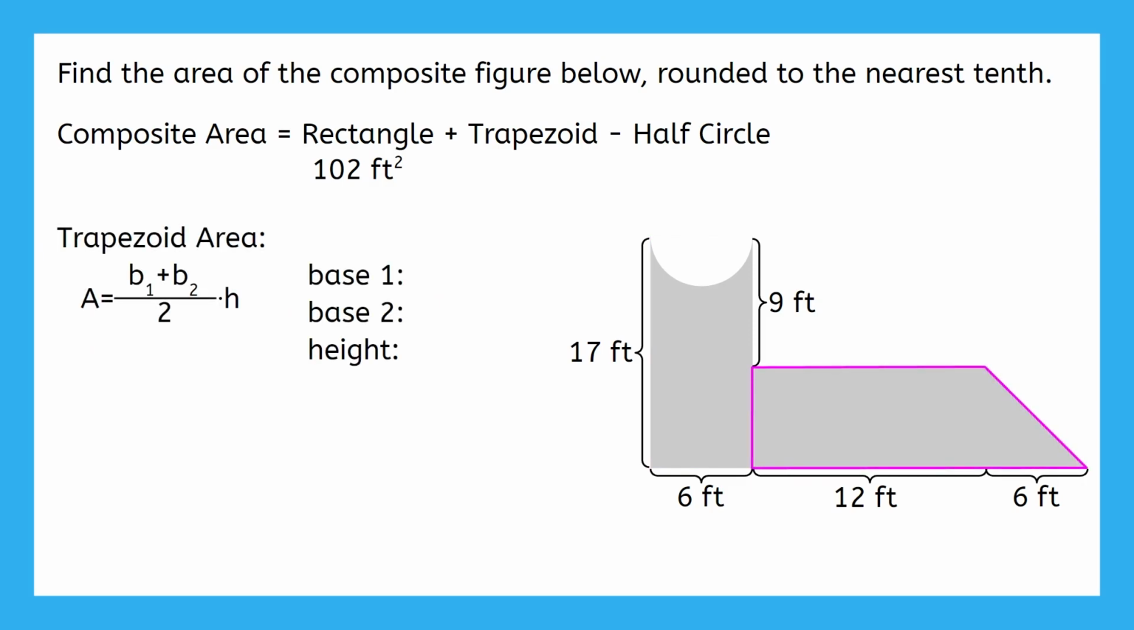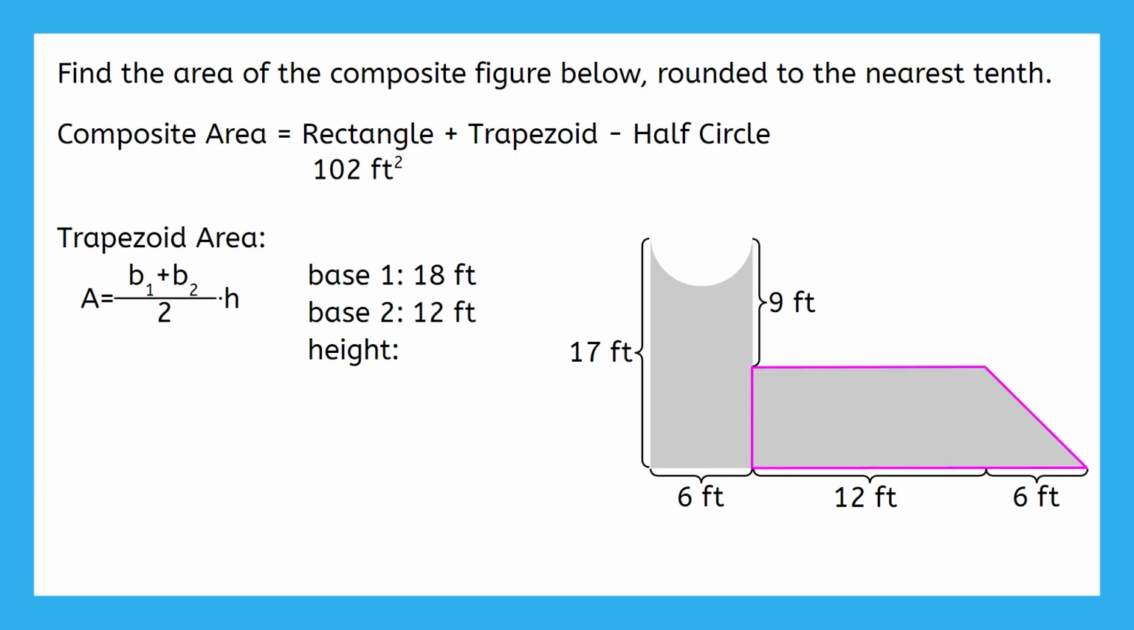One base of the trapezoid is this entire segment that goes across the 12-foot section and the 6-foot section. So that gives me a base length of 18 feet. The other base is this segment here, which is identical to this 12-foot section. We can trust our eyes here and say that the other base is 12 feet.